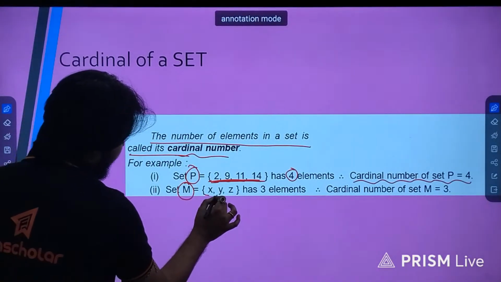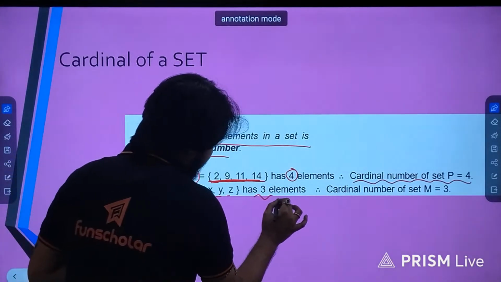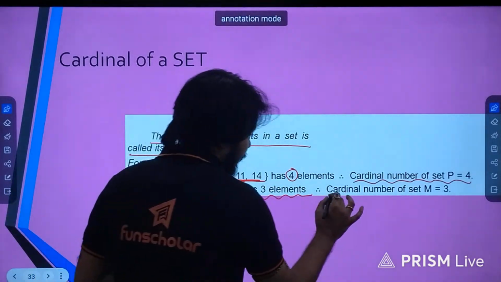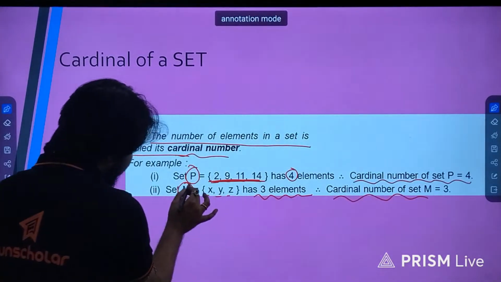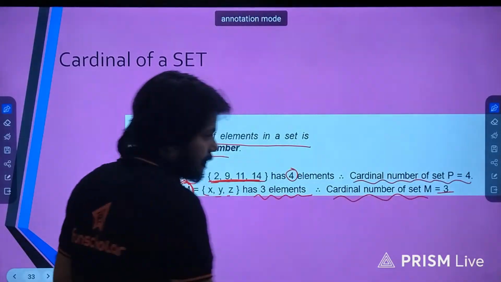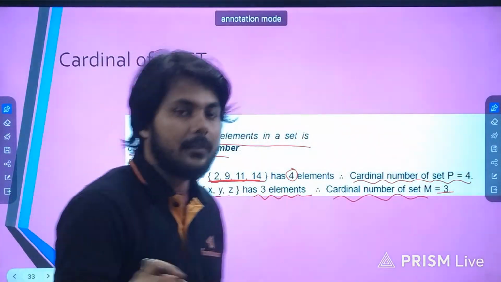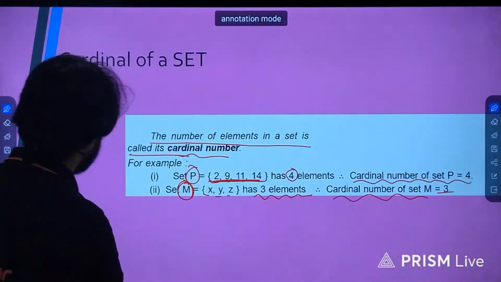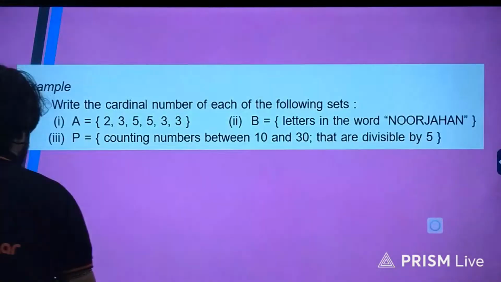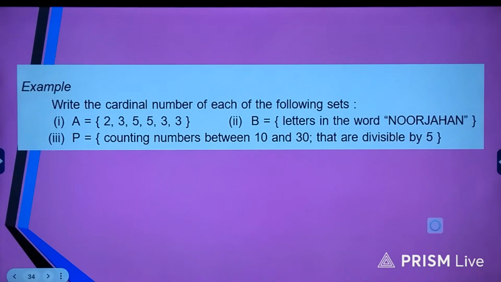Set M is x, y, z. This set has 3 elements. That means the cardinal number of set M is 3. Cardinal number refers to the number of elements. Bas. Write the cardinal number of each of the following sets.